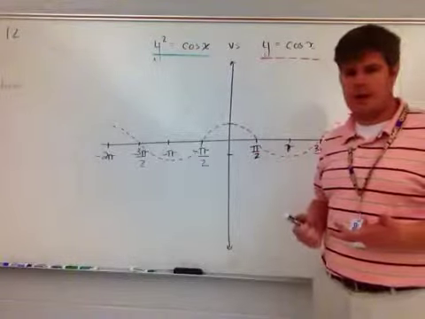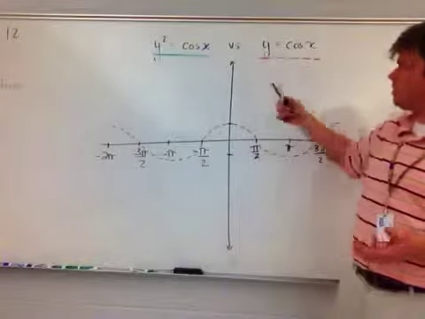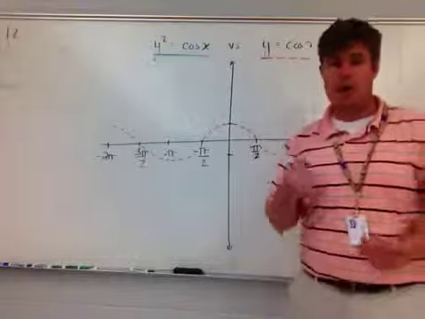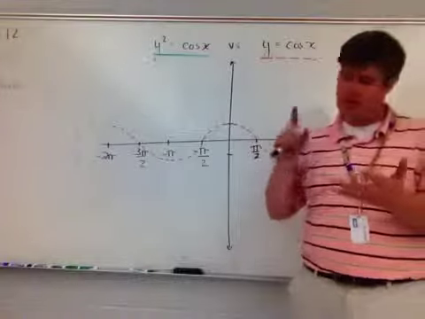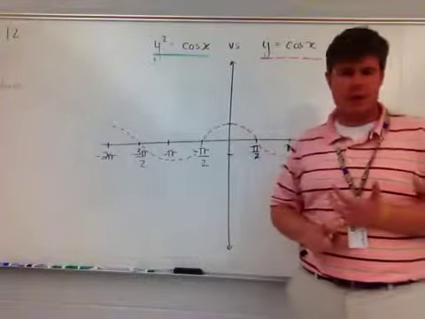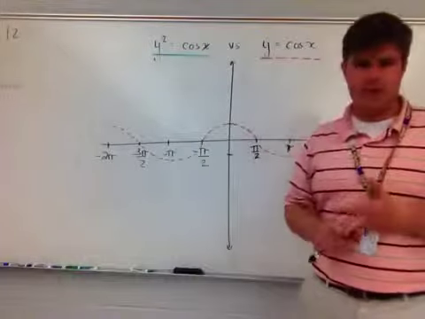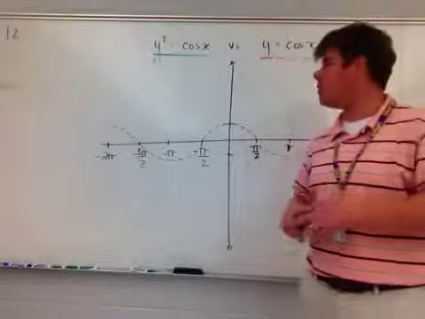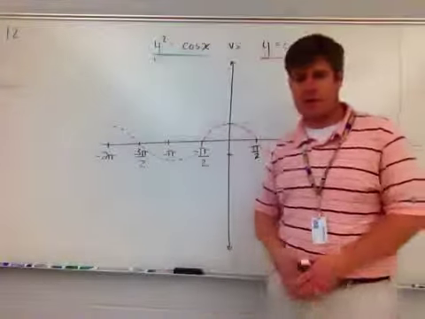So let's observe the most basic of all cosine functions, where I have y equals cosine of x and I don't have any amplitude change, any period change, or any phase shift. Let's start there, go very basic, and understand how this alters everything.